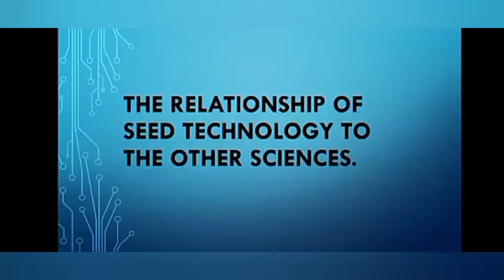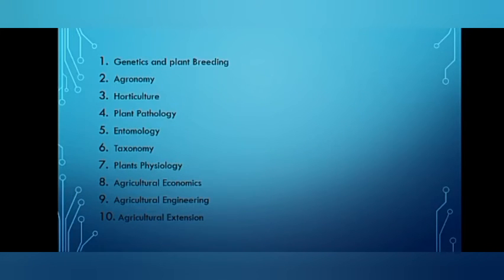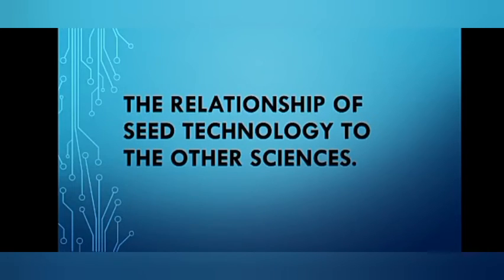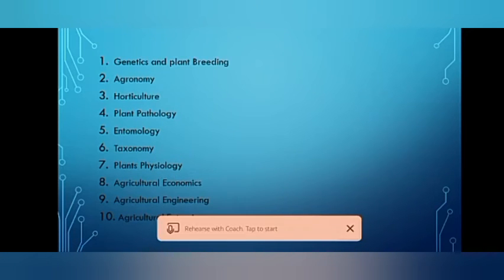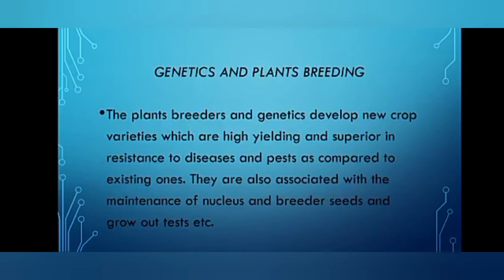Good day everyone. Now I will tackle my report: the relationship of seed technology to other sciences. First is genetics and plant breeding, agronomy, horticulture, plant pathology, entomology, taxonomy, plant physiology, agricultural economics, agricultural engineering, and agricultural extension. First is genetics and plant breeding.